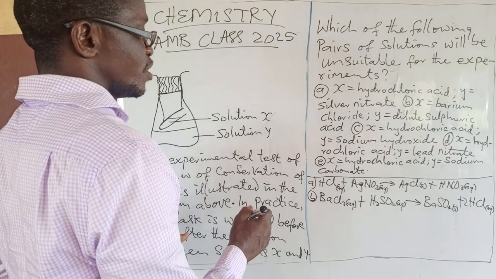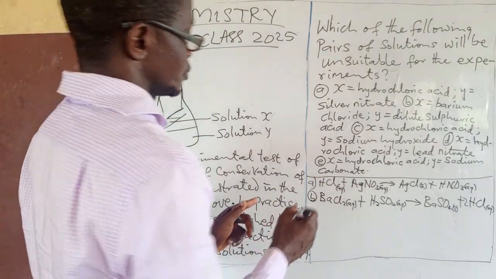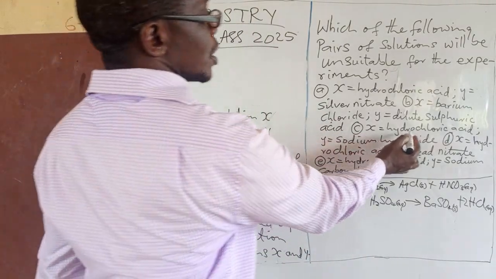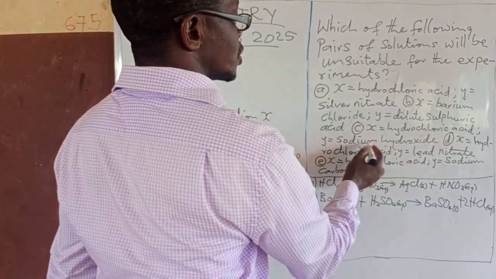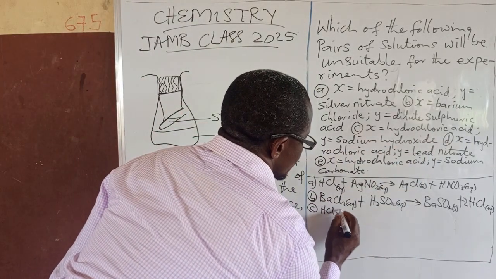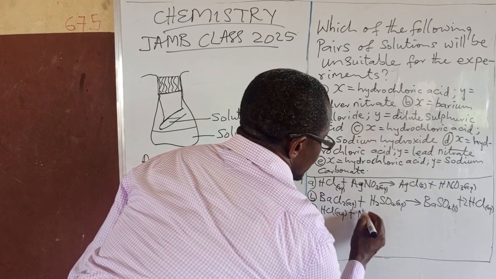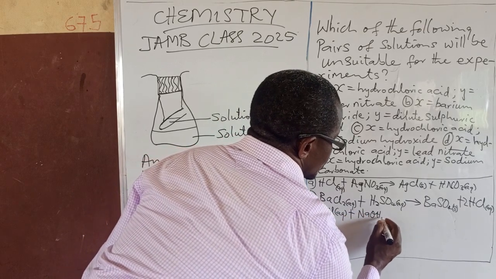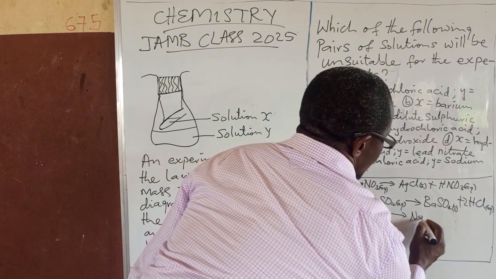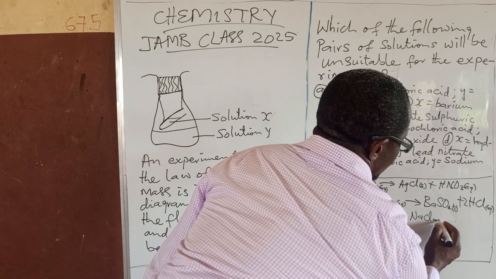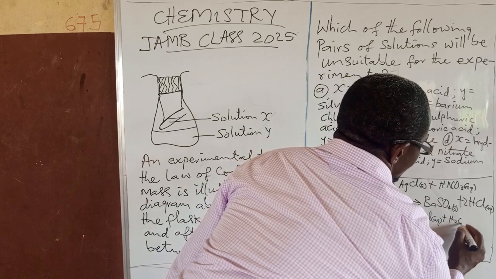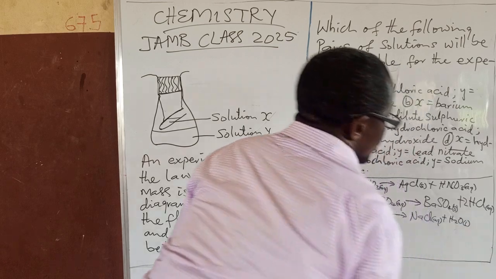Let's go to the third one, C. C says what? Hydrochloric acid and sodium hydroxide. HCl aqueous plus NaOH aqueous to give you NaCl, this is aqueous, plus H2O, liquid.